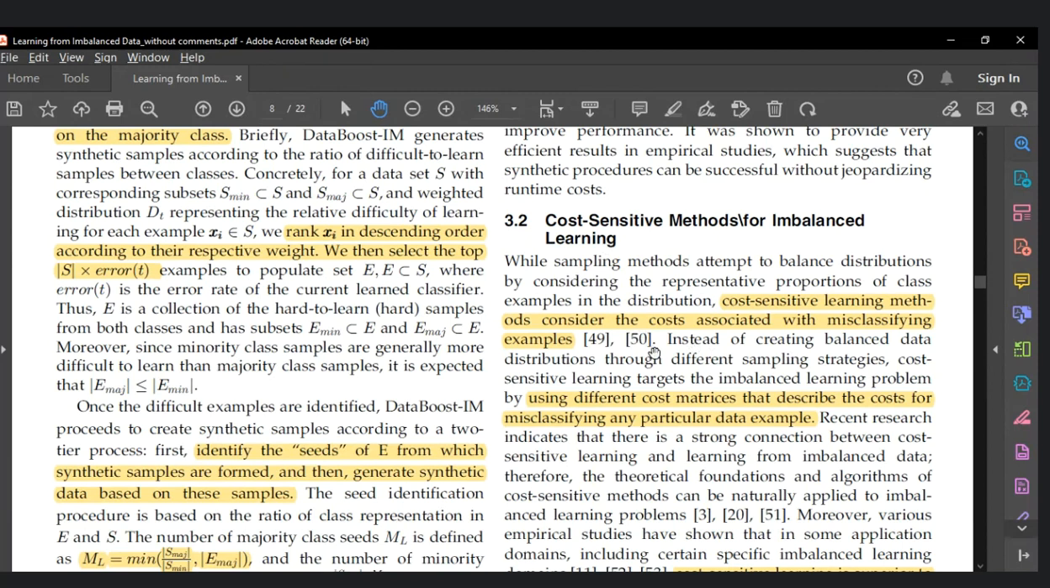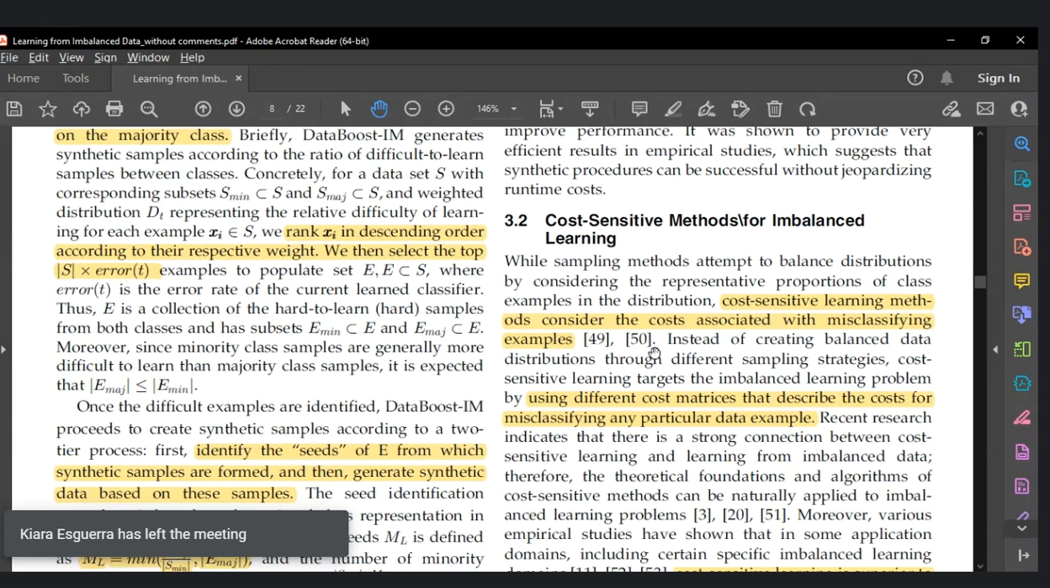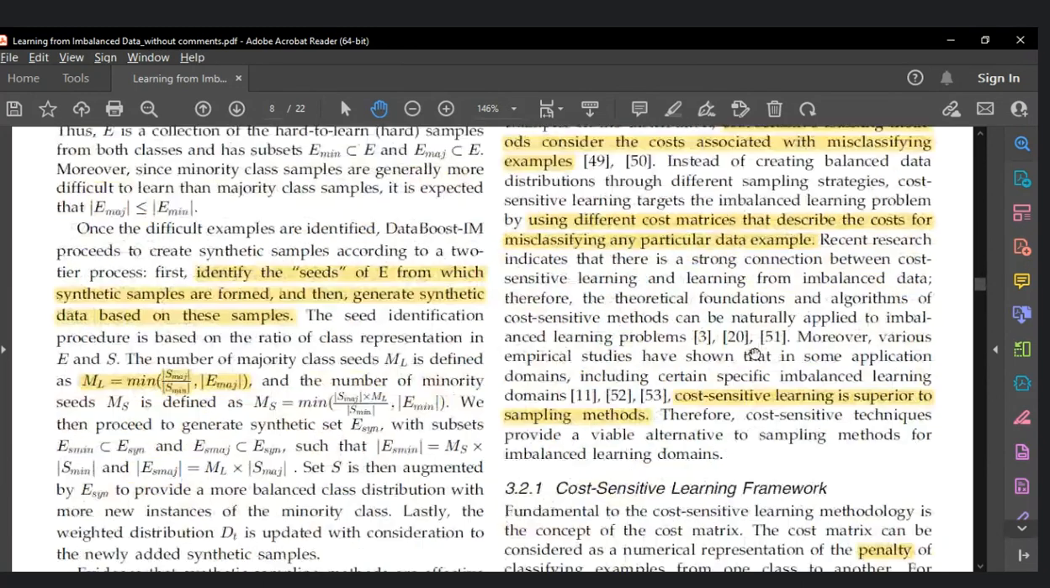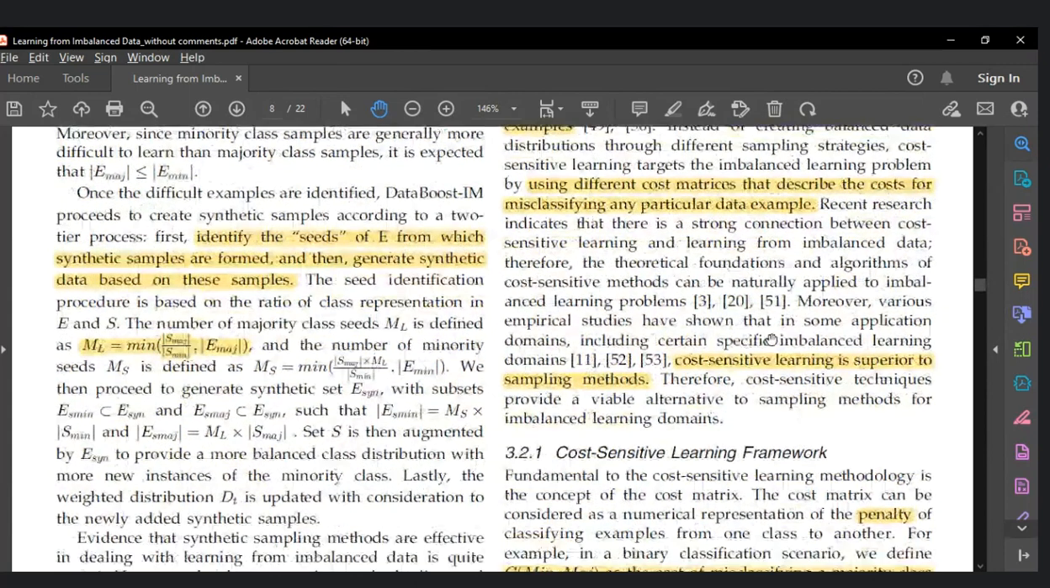In this case, playing with the model is really playing with the cost function of the model. Any machine learning model you have worked with relies on a cost function, which determines what penalty to give when the model isn't doing well. That is the main principle it works on. What it's doing here is a cost-sensitive learning method. It considers the cost associated with misclassifying an example, putting a penalty on anything misclassified by using different cost matrices that describe the cost of misclassifying particular data examples.